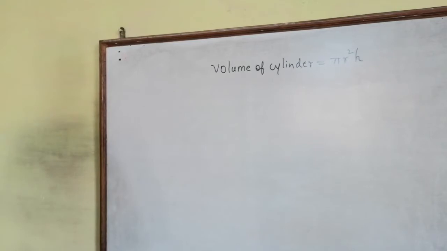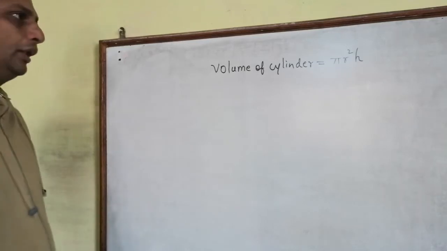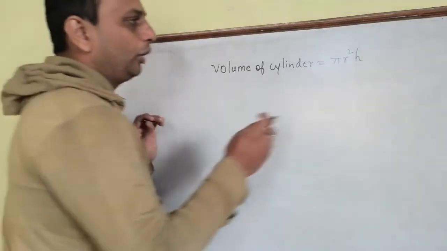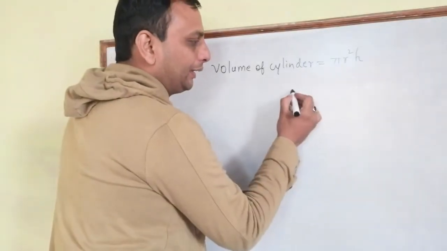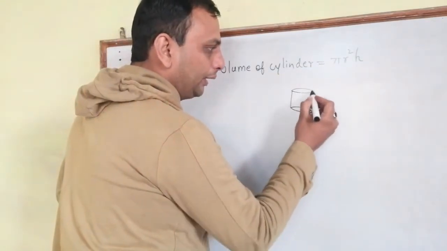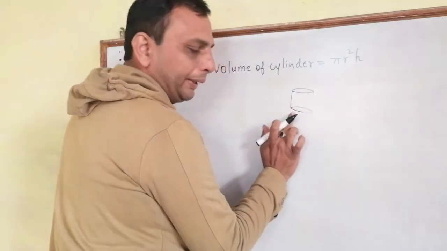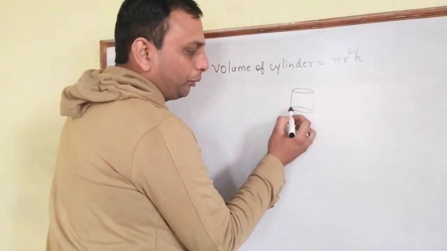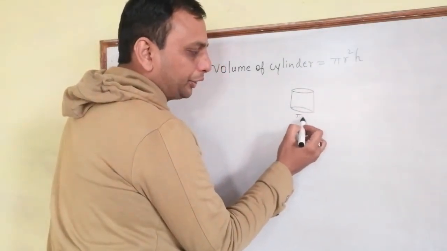You can see on the board, this is the formula to find the volume of the cylinder. Now, this formula is derived from the shape of the cylinder. This is the cylinder and this is the base part. The base part is in the form of a circle, so its area is pi r square.